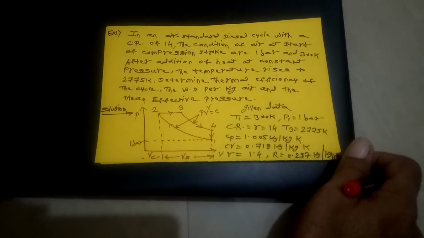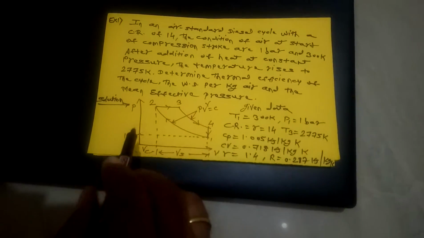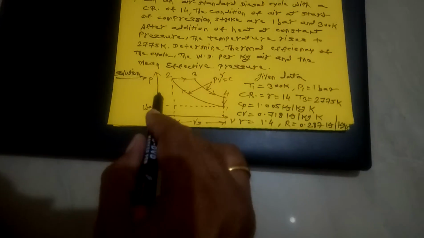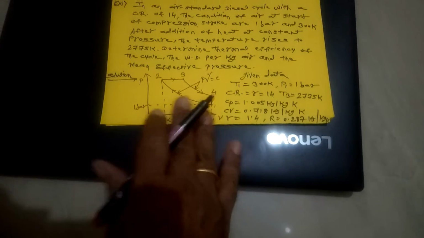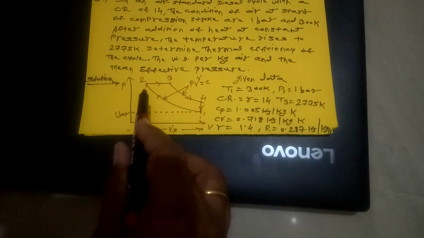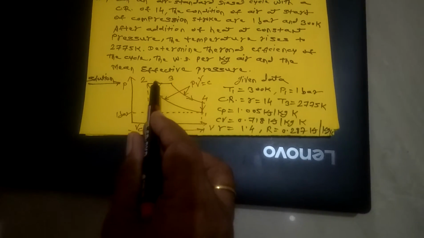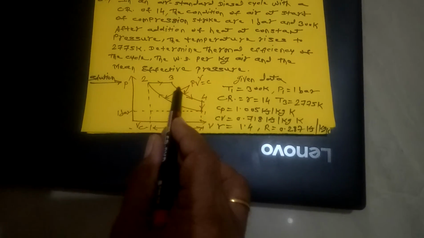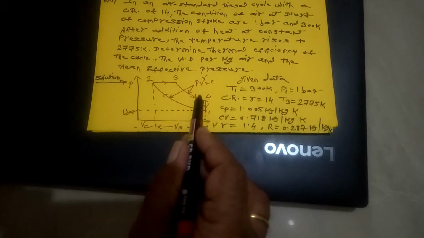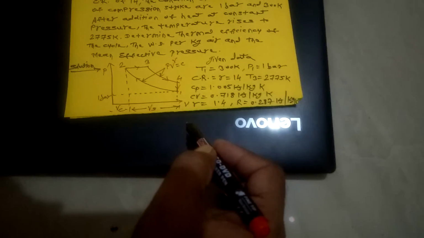So read the problem at least 2 times to get the meaning of that problem exactly and draw the PV diagram for a diesel cycle. So this represents a PV diagram for a diesel cycle. Process 1-2 is isentropic compression. Process 2-3, heat addition takes place. Process 3-4, isentropic expansion, and process 4-1, heat rejection process.